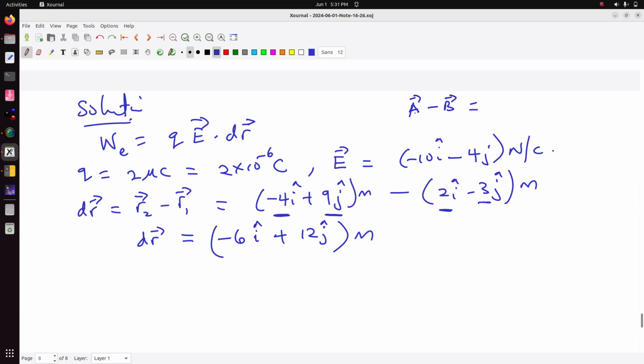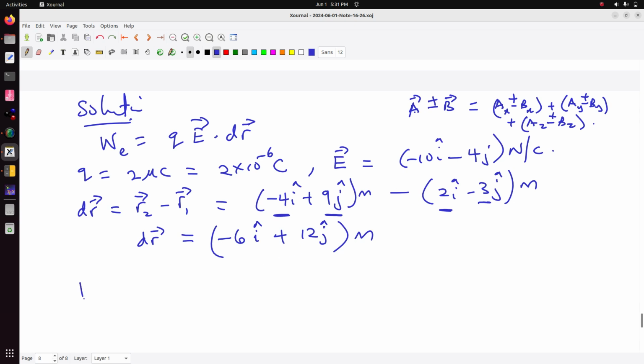If you want to find the difference between two vectors, a minus b is going to be the x component of a minus the x component of b, plus the y component of a minus the y component of b, plus the z component of a minus the z component of b. In this case, ax is minus 4, then minus 2, so minus 4 minus 2 is minus 6, then 9 minus minus 3, that will be 9 plus 3, which is 12.